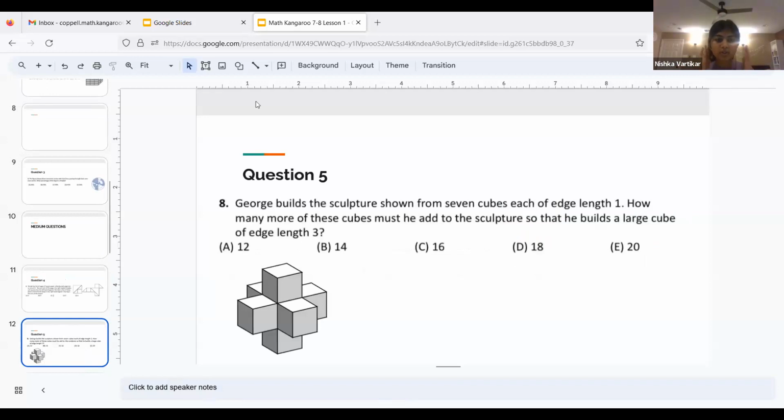Okay, so this one says, George builds the sculpture shown from 7 cubes, each of edge length 1. How many more of these cubes must he add to the sculpture so that he builds a large cube of edge length 3? We'll give you guys around 30 seconds for this. I have an answer. I have an answer. We'll give everyone else a little more time.